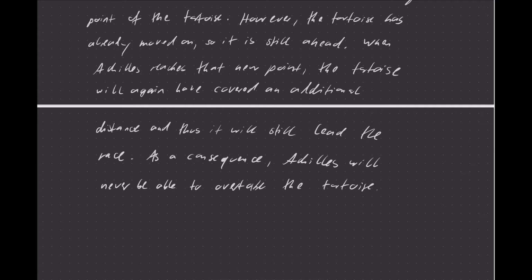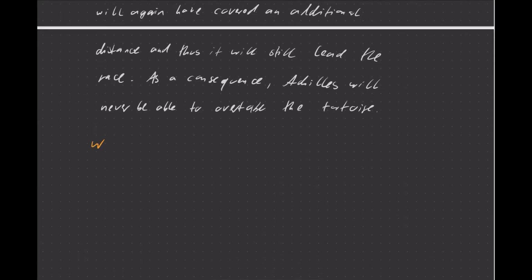Now, if you've ever tried running a race against a slower opponent, then of course you will know that this is not what will happen. Of course, Achilles will overtake the tortoise at some point. So the question is, what is wrong? Where is the flaw in this argument? Now we're going to investigate this argument by mathematical means. So let's first come up with a mathematical model that describes that situation.